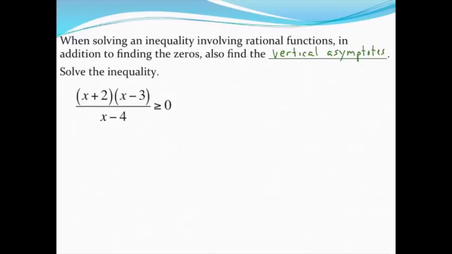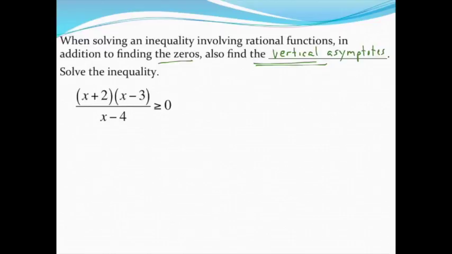When I'm solving a rational inequality, I'm going to use many of the same steps that we did when we solved a polynomial inequality. However, in addition to finding the zeros, because that's where our graphs changed directions before, I'm also going to find the vertical asymptotes, because in rational functions, your graphs may also change directions at vertical asymptotes.